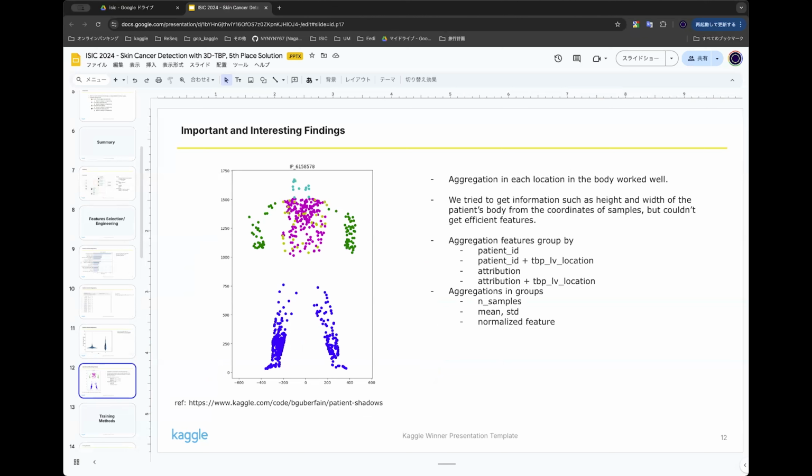Aggregated features by patient and tumor site are not often used in public notebooks and were effective in improving accuracy. I think it was necessary to realize the importance of these features in order to rank highly in this competition. Feature groupings were used by patients, tumor sites, and medical institutions. For each grouping, we aggregated the mean, variance, and normalized value of numeric columns to create features.